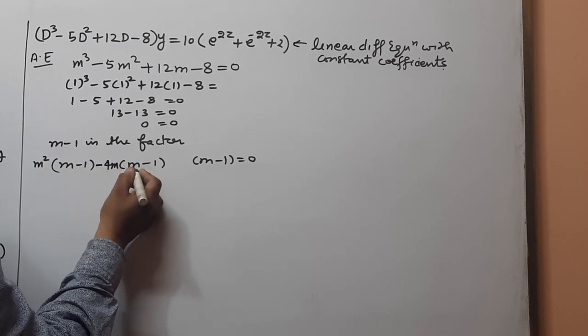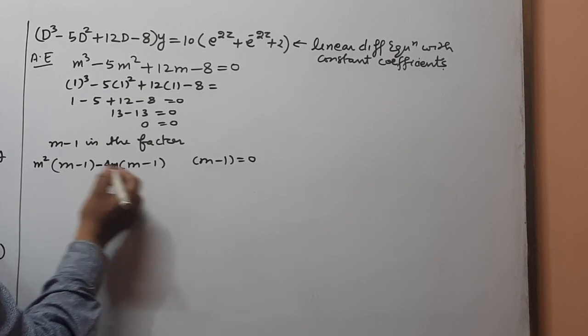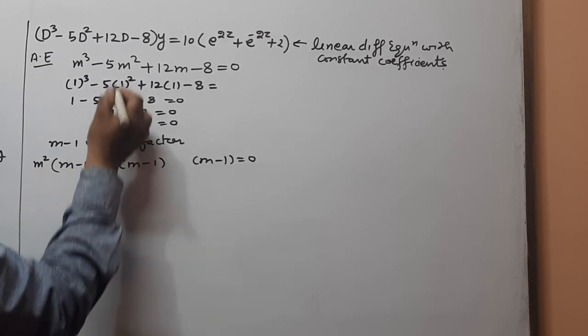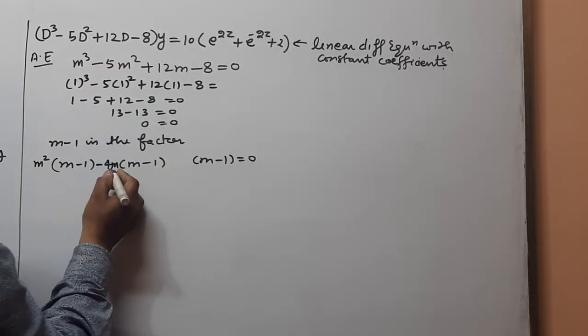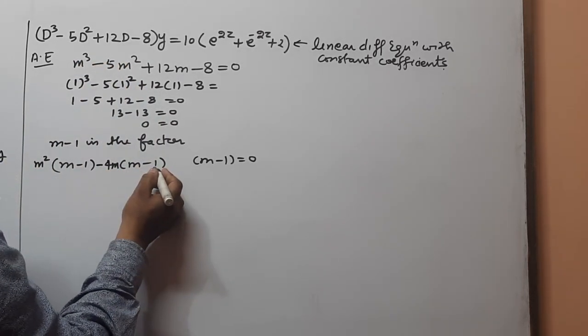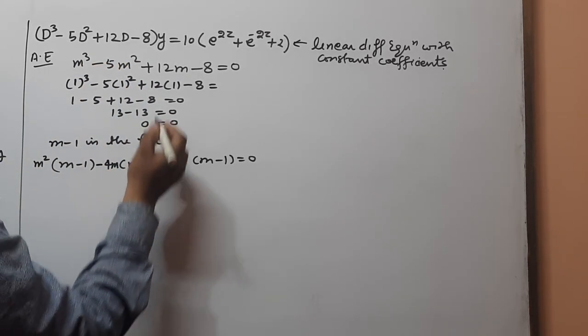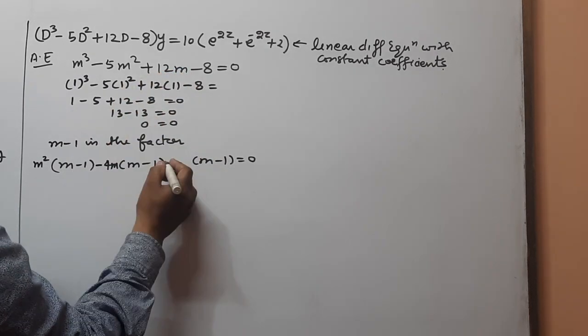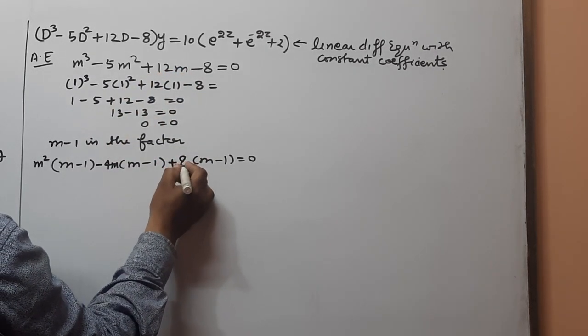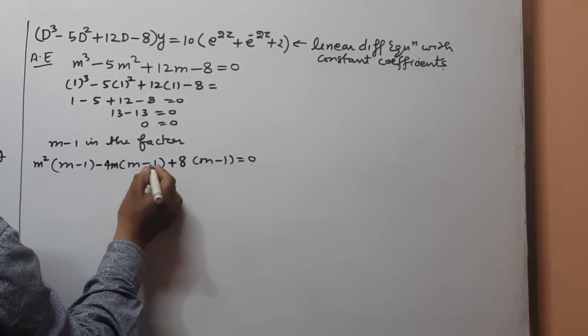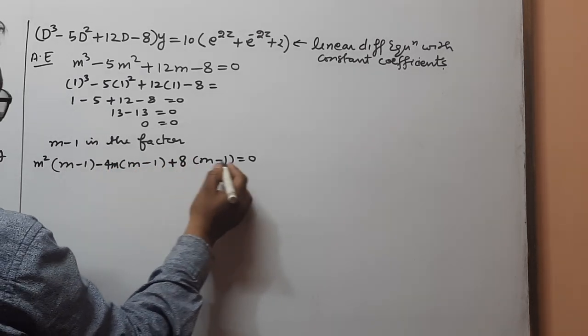Here this is minus 5m square, so we write here minus 4m. Minus 4m multiplied by m we get minus 4m square, and with this minus m square we get minus 5m square. This minus 4m multiplied by minus 1 we get plus 4m. Here we have to make 12m, so we multiply 8 here. So 8m plus 4m, this is 12m.